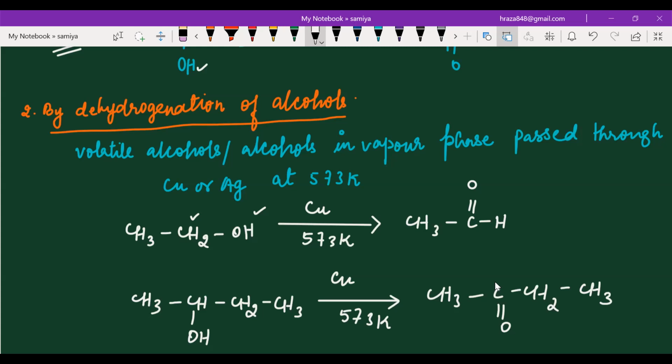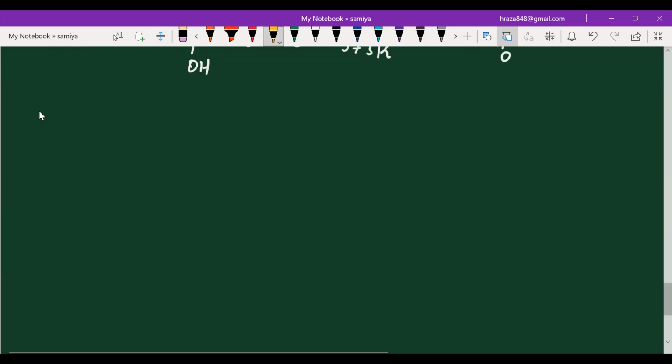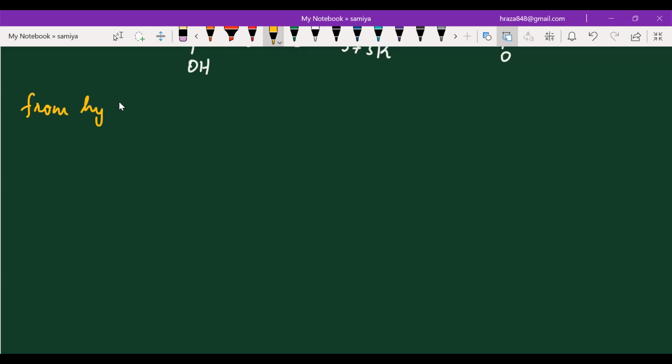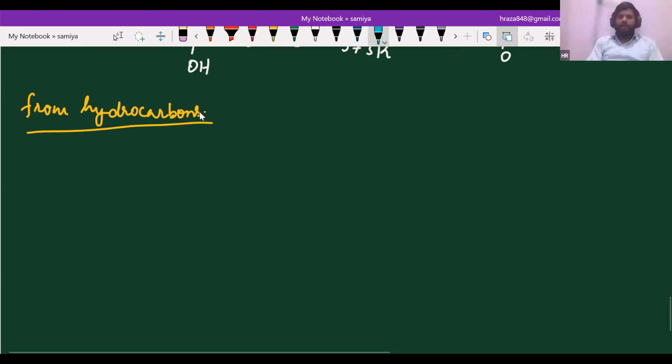So this is the second method to prepare aldehyde as well as ketone. Now the third method comes from hydrocarbons, which you have studied in class 11. How are we going to prepare aldehyde or ketones from hydrocarbons? It depends upon the reactant whether it will give aldehyde or ketones. In this, we are going to deal with ozonolysis of alkenes.